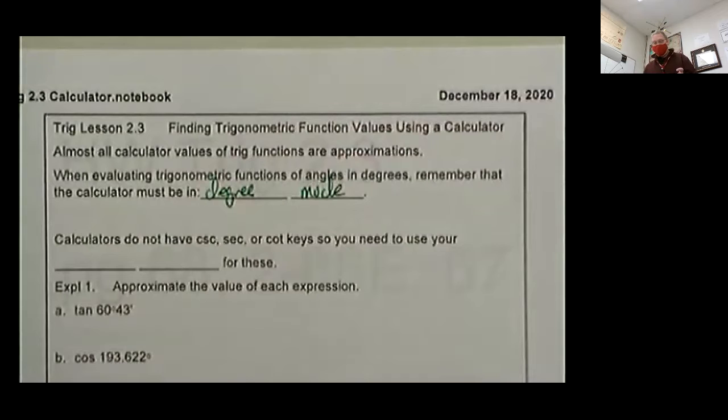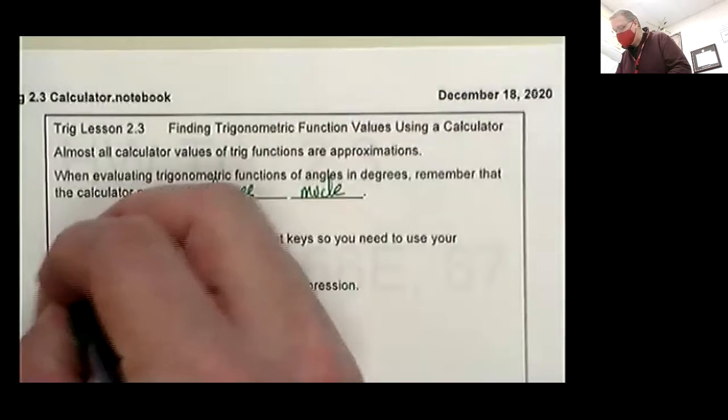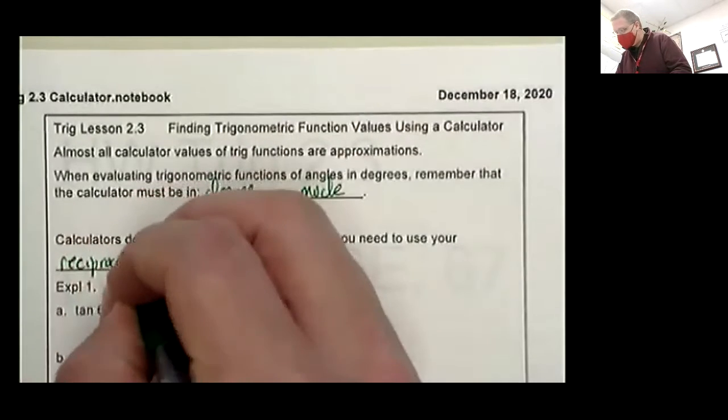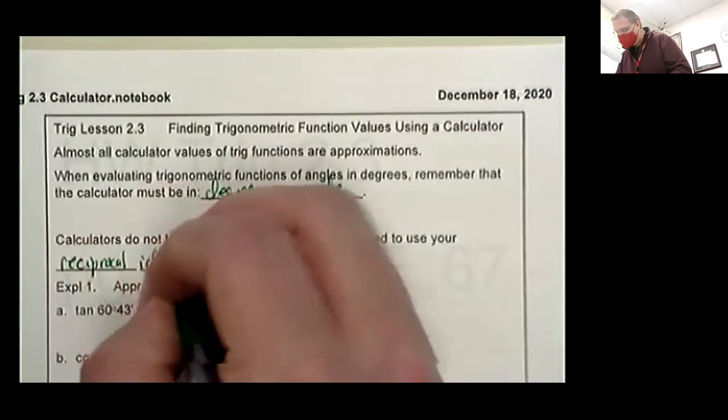Calculators do not have cosecant, secant, or cotangent keys, so you need to know how to use your reciprocal identities to find these values. I haven't showed you how to do that yet because I knew this lesson was coming up.